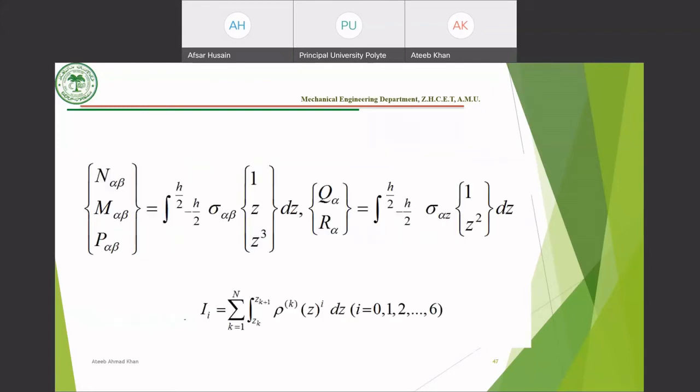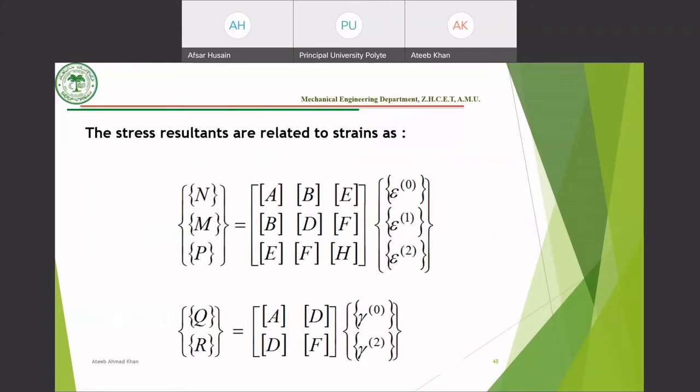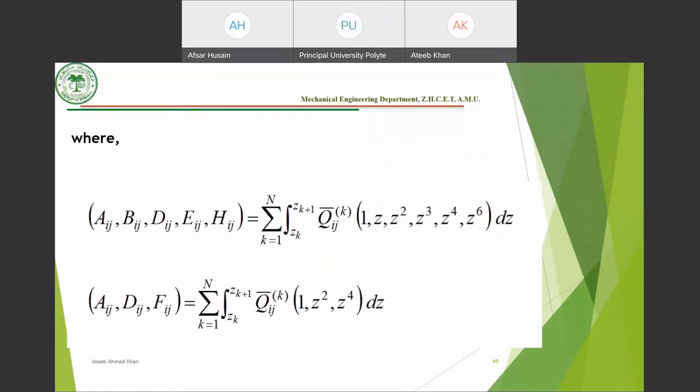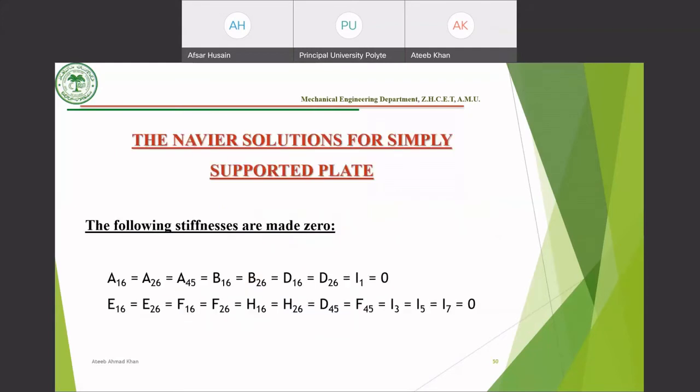Now these are basically the stresses, the moments, the stress resultants and the forces which are shown over here. And the stress resultants are related to the strain with the help of these equations. And the A, B, D, E, and H matrices are calculated with the help of these equations. These equations I have used to make the in-house MATLAB code. That's why I am showing you.